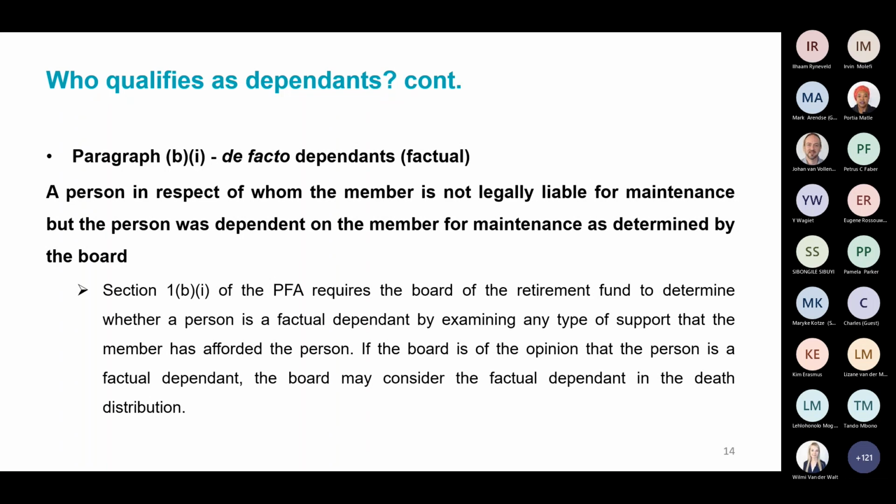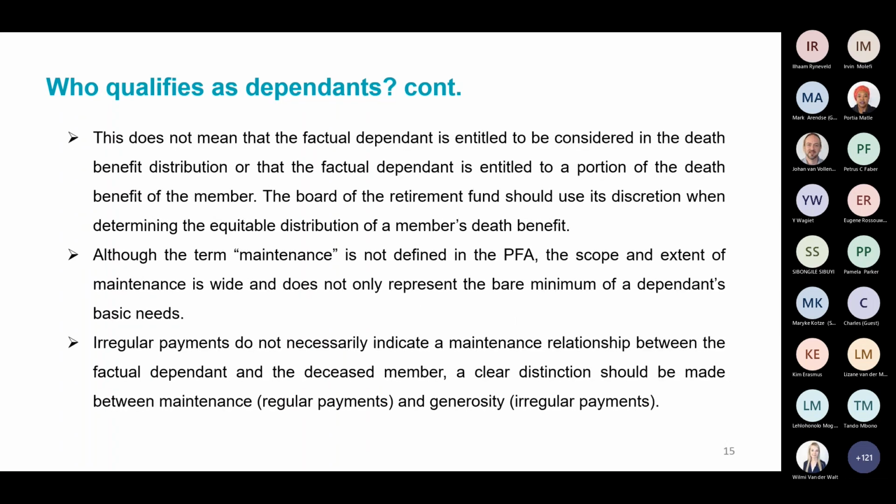And how do you do this? You do this by examining the type of support that the member had afforded that person. If the board is of the opinion that the person is a factual dependent, the board may consider the factual dependent in the death benefit distribution. This, of course, doesn't mean that the factual dependent is automatically entitled to be considered in the death benefit distribution or that he or she will receive a portion of the death benefit. The board, of course, must use its discretion when determining the equitable distribution of a member's benefit.